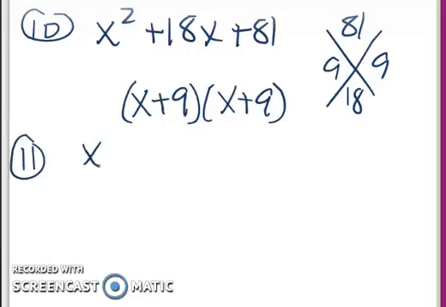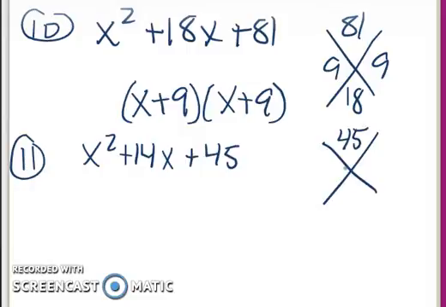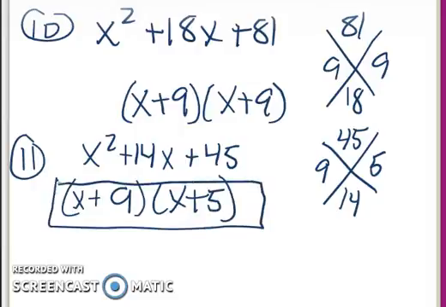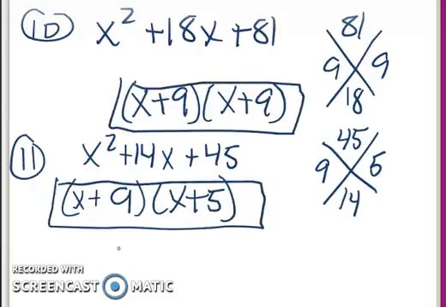Number 11, x squared plus 14x plus 45. Okay, set up my x factor. I got 45 and 14. What two numbers multiply to 45 and add to 14? I'm thinking 9 and 5. 9 times 5, 9 plus 5, and we're going to get x plus 9 here and x plus 5. Okay, so 11 and 10 are right there for us.